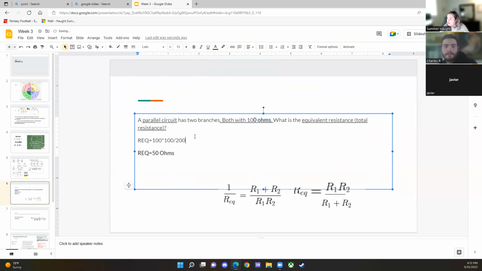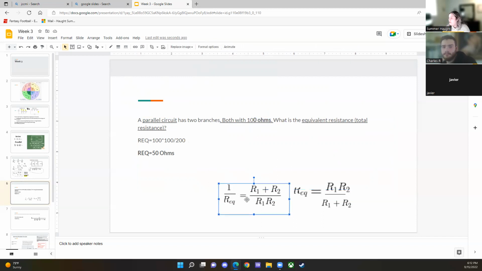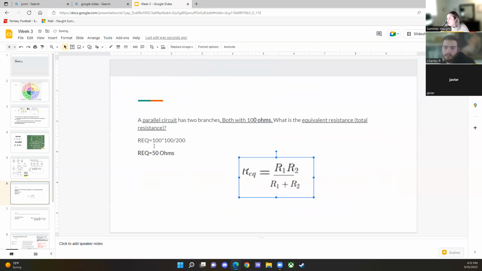Ohms is resistance. So we can calculate the equivalent resistance, which is just the total resistance, by using that formula that I showed you a minute ago, which in simple terms is just this. It is both of the resistance values multiplied, divided by the sum. Since we know that both of them are 100, you can do 100 times 100 divided by 200.